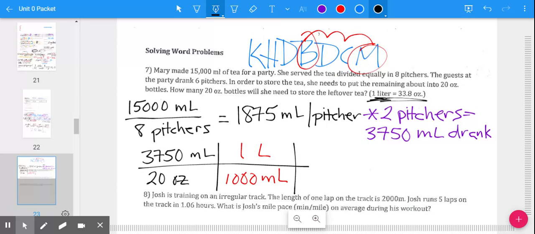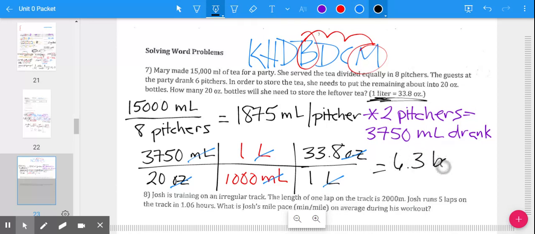So then we still need the ounces part. Liters are at the top, so 1 liter at the bottom is 33.8 ounces. So we're trying to figure out how many 20-ounce bottles. Milliliters, milliliters, liters, liters, ounces, ounces. So this will give us our number of bottles. So we end up with 6.3 bottles.